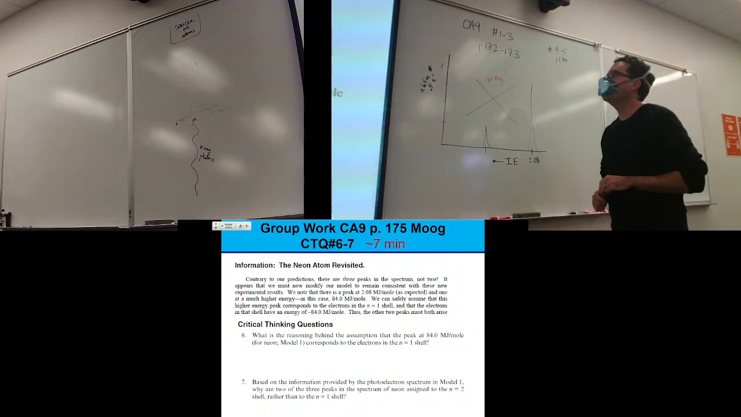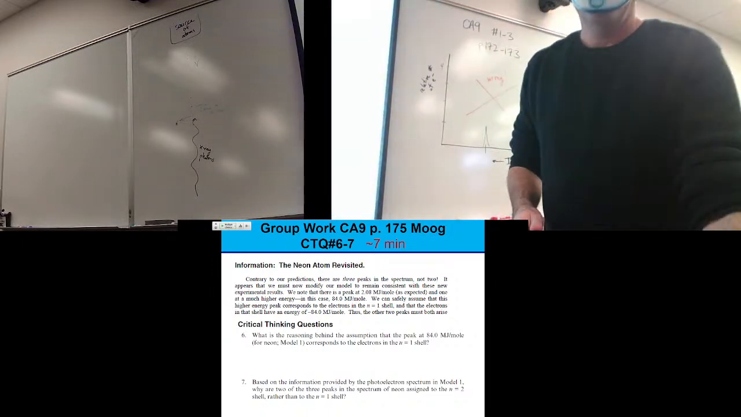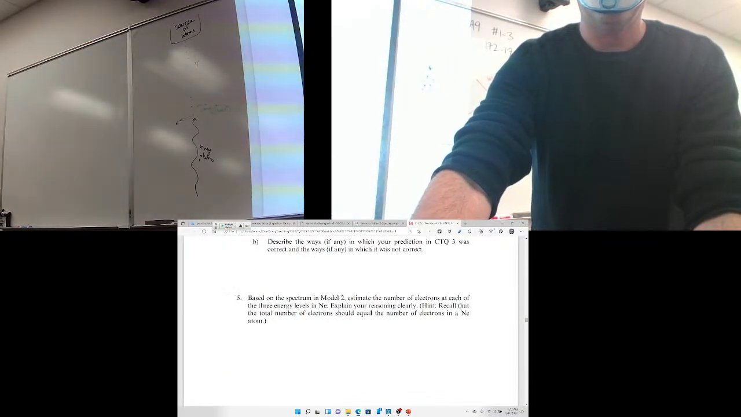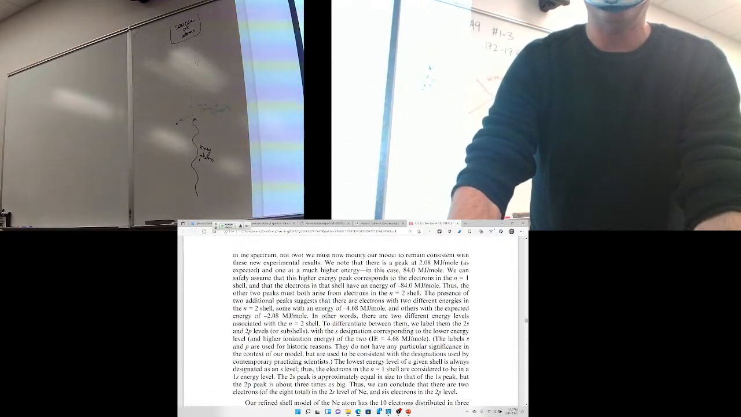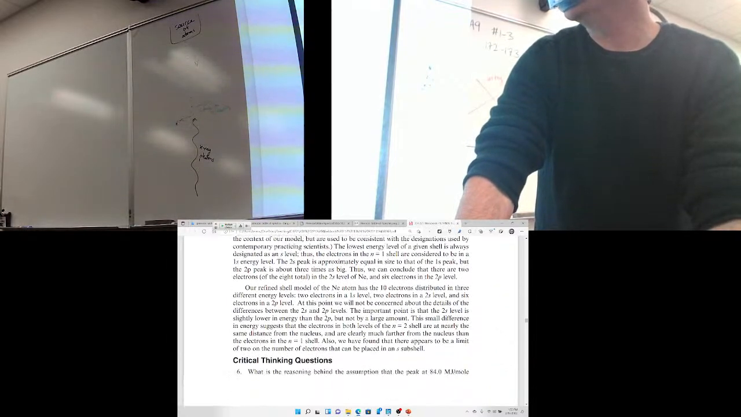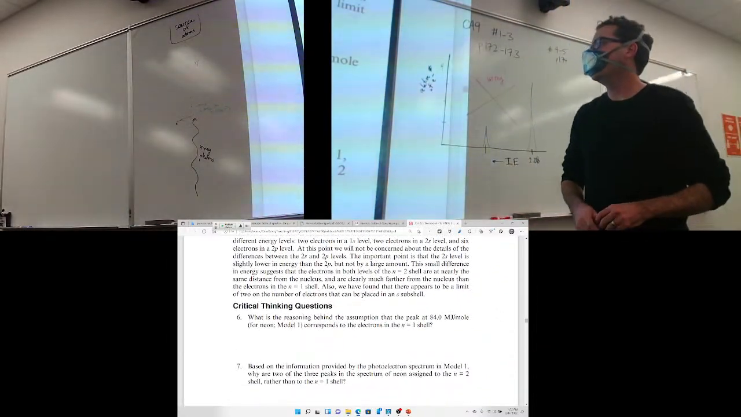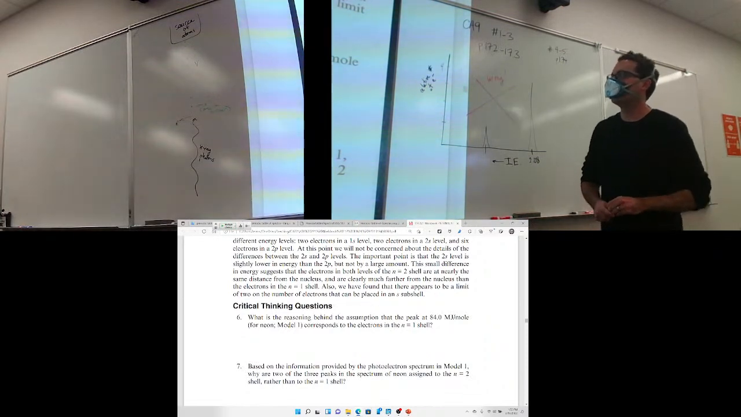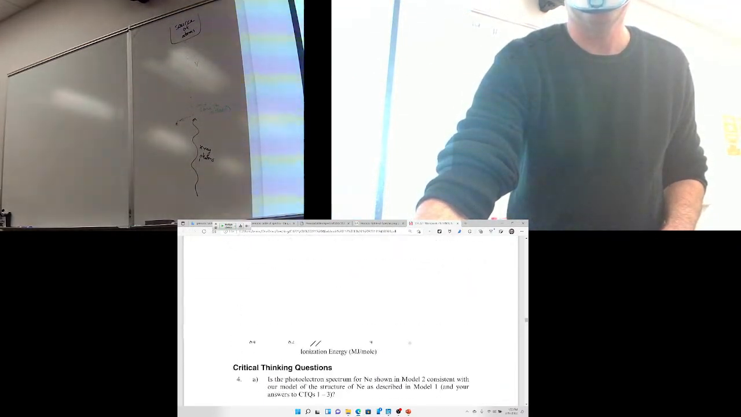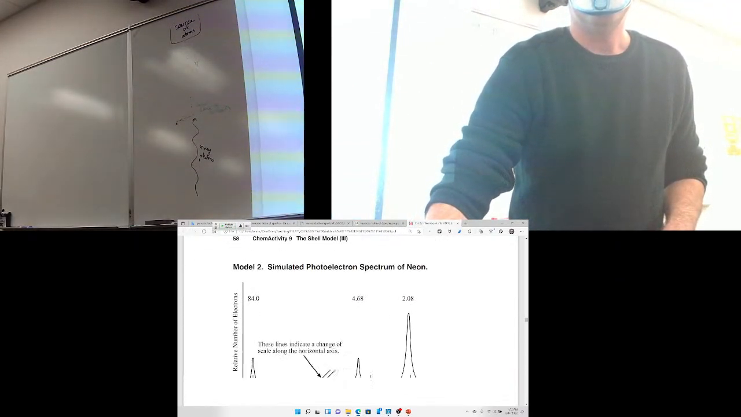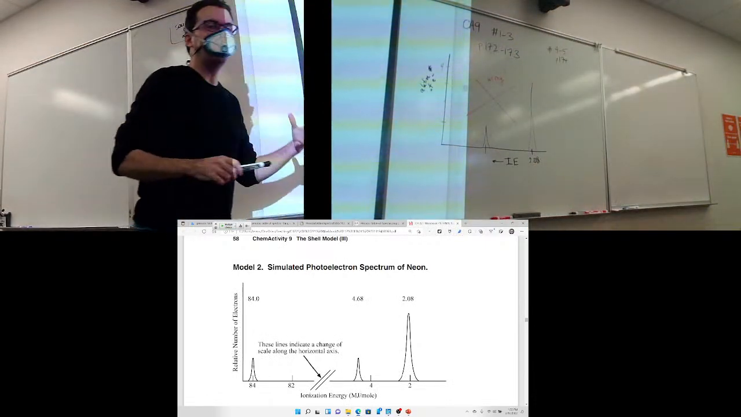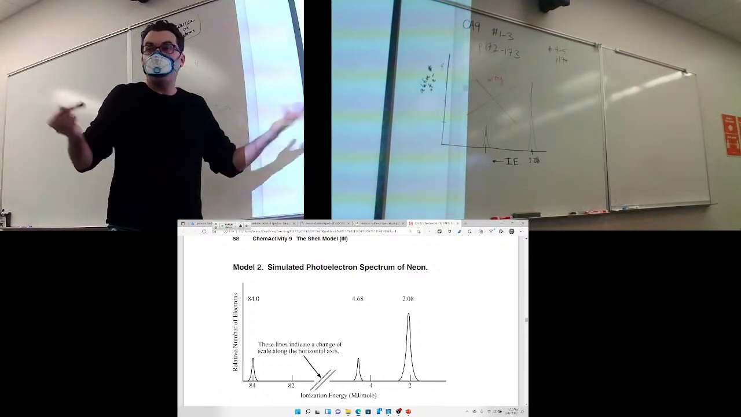Before we get to this, I think we can just do this together. We have chem activity 9 on page 175. We'll do questions 6 and 7 together. So coming back to the neon atom, what is the reasoning behind the assumption that the peak at 84 megajoules per mole corresponds to electrons in the n equals 1 shell? This peak corresponds to electrons in the 1s subshell, or shell 1 even.